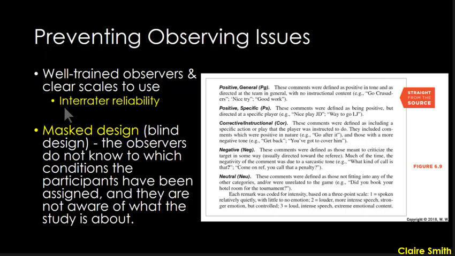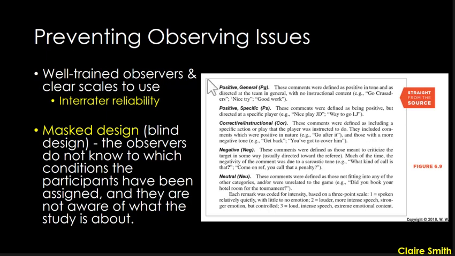And a way we can ensure inter-rater reliability, I kind of skipped over this, is using clear scales, right? So something that we can use to make sure that all researchers are observing the same is something called a code book. So this is an example of a code book. Positive general comments were defined as positive and directed at the team in general with no instructional content. Positive specific comments were defined as being positive but directed at a specific player, and so forth. So this is in reference to that hockey game observations.